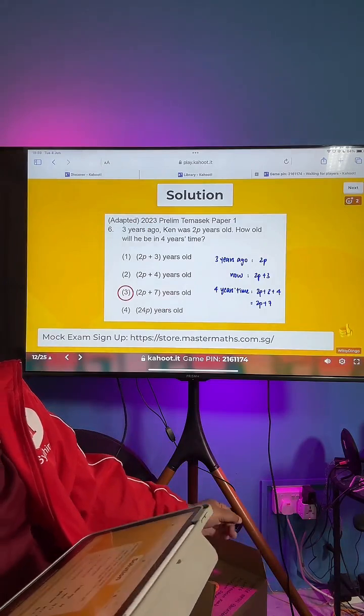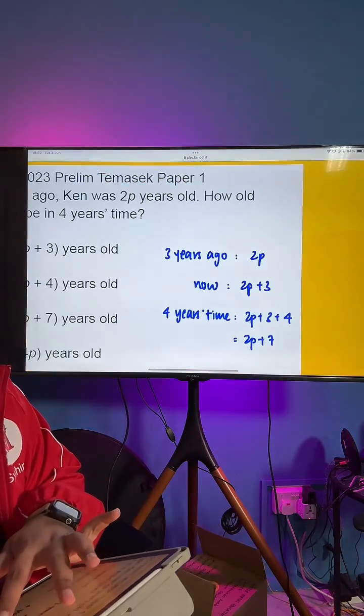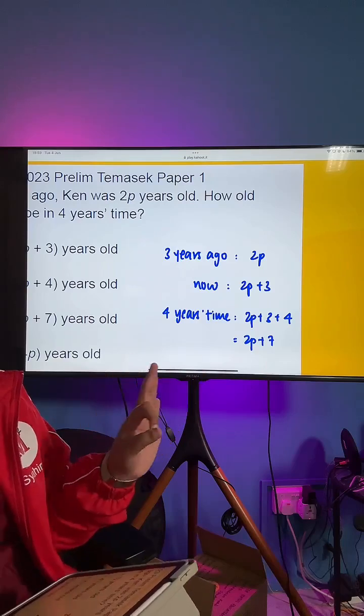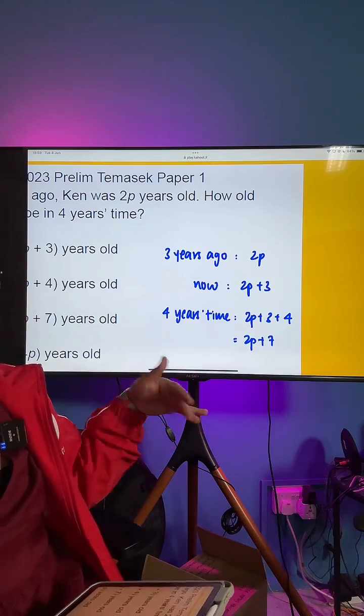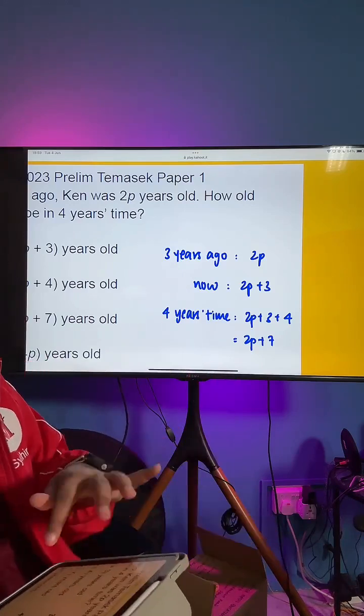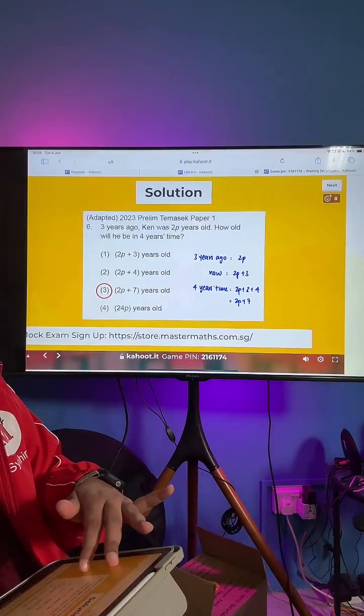Alright, let's take a look at the solution here. So one more time. 3 years ago is 2p, right? So right now you got to add 3. That's 2p plus 3. And then 4 years' time, you add another 4. So you will get 2p plus 7. Okay?